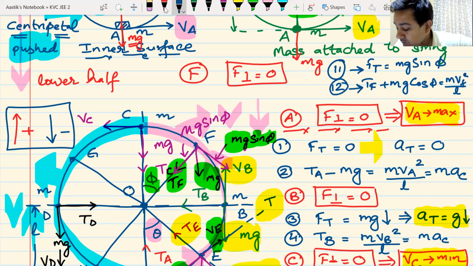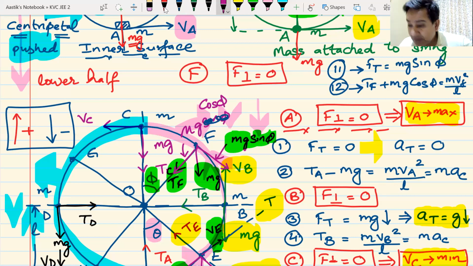Tangentially from point F is mg cos phi, sir. Yes? From point A, the tangential vector is mg sin phi. From point F you have drawn a tangential, no, sir? It is mg cos phi. Got it, got it. I'll just correct it. This is what you're saying. I just wrote it wrongly. Yes, sir. Okay. Thanks for correcting me.